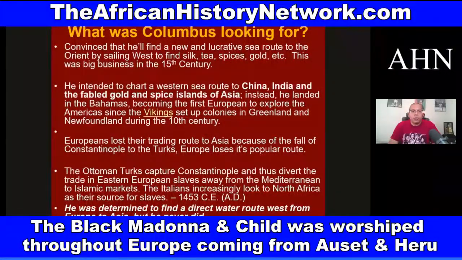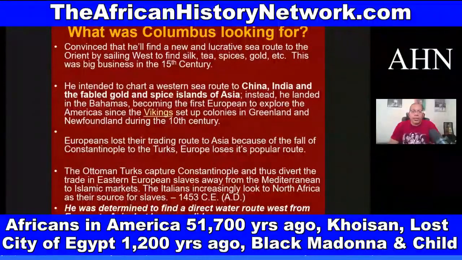since the Vikings set up colonies in Greenland and Newfoundland during the 10th century AD. Now, Europeans lost their trading route to Asia because of the fall of Constantinople to the Ottoman Turks. So Europe lost this popular trading route. The Ottoman Turks captured Constantinople and thus diverted the trade in Eastern European slaves away from the Mediterranean to Islamic markets. The Italians increasingly looked to North Africa as their source for slaves.